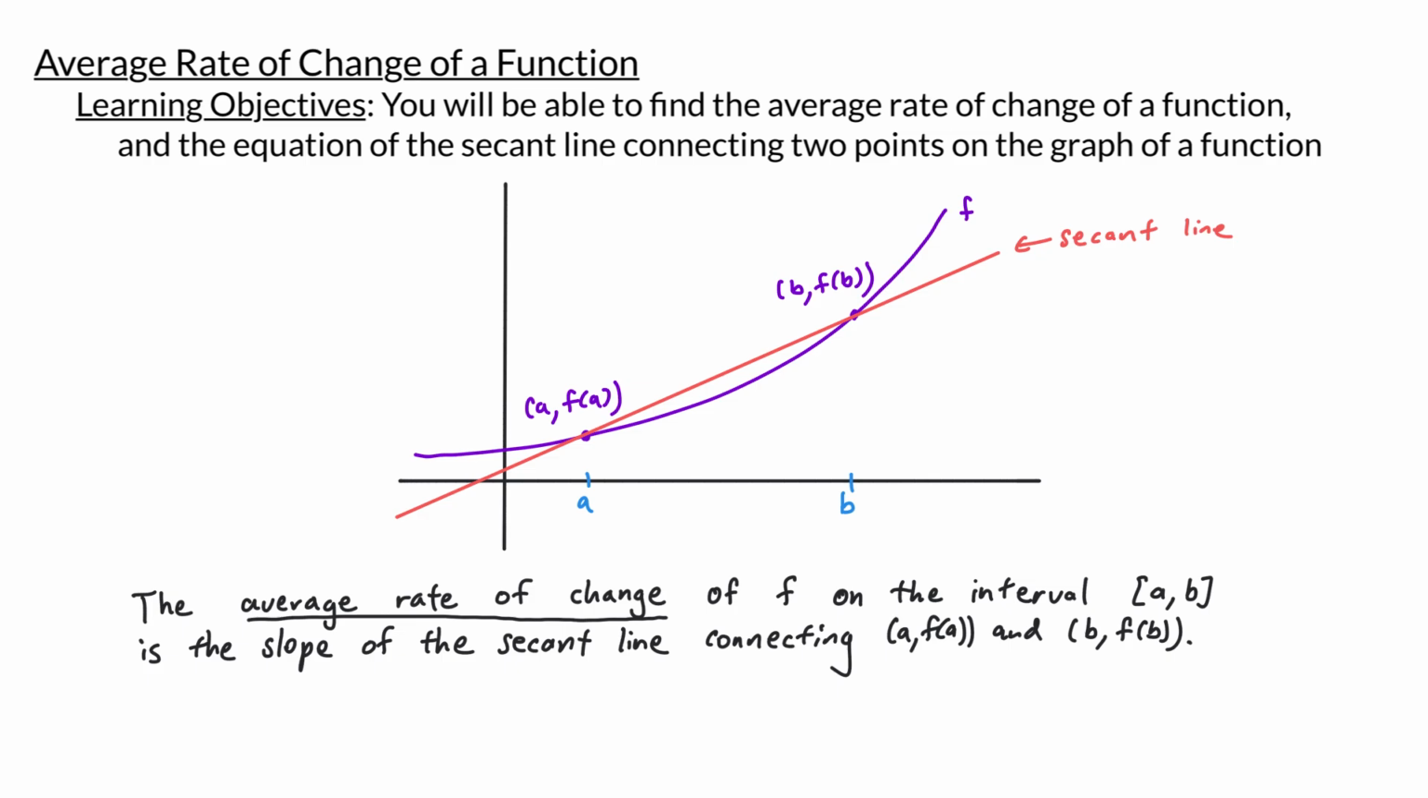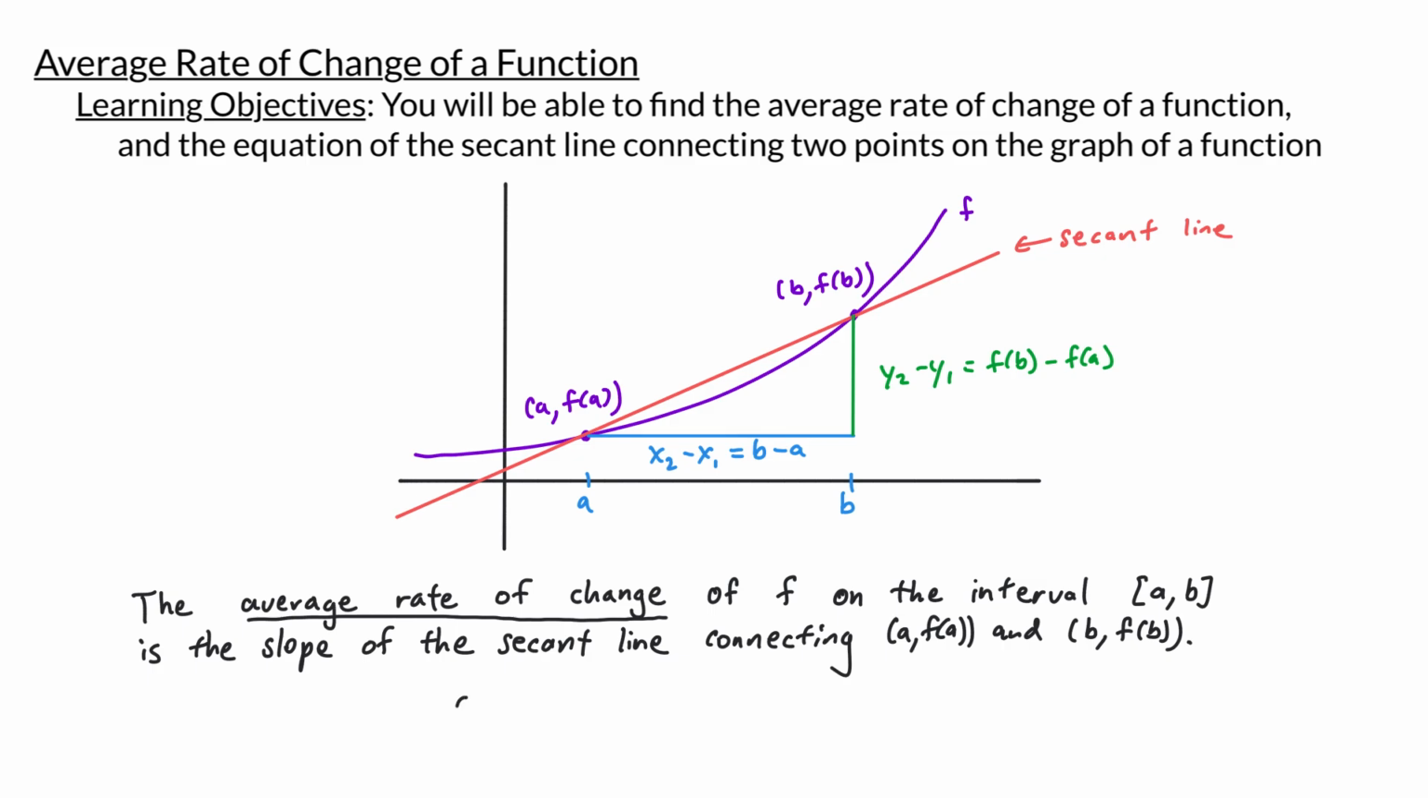So let's try to find the formula for the slope of this secant line. We'll start by figuring out what the rise and the run are. The run would be the horizontal distance between our 2 points. The rise is the vertical distance between our 2 points. We can compute the rise by doing y2 minus y1, and the run by doing x2 minus x1. For the rise, y2 minus y1 would be f of b minus f of a. For the run, x2 minus x1 would be b minus a.